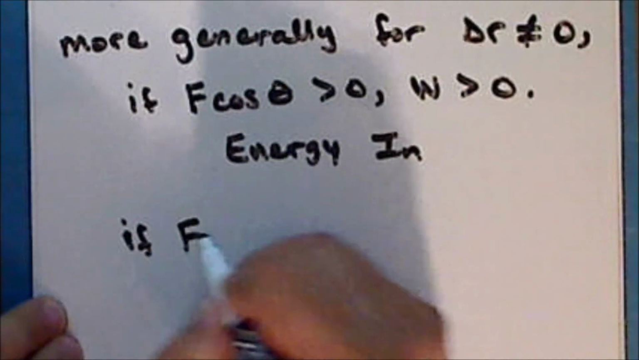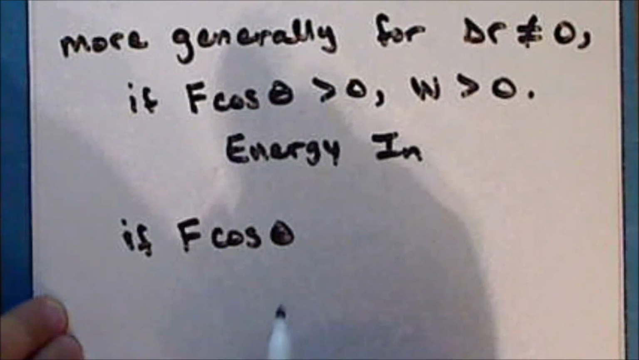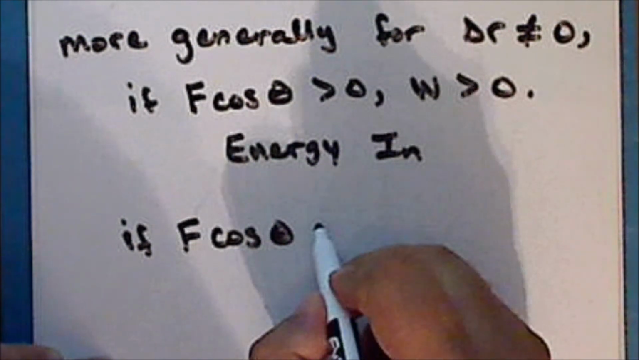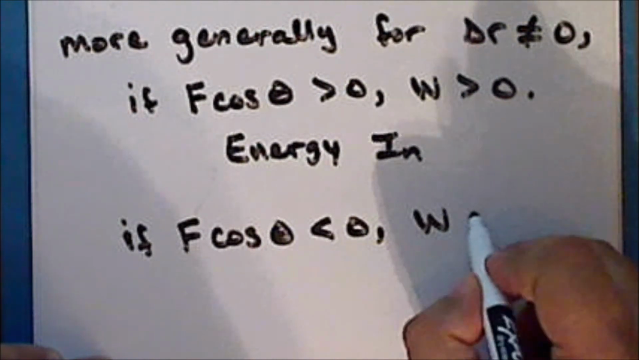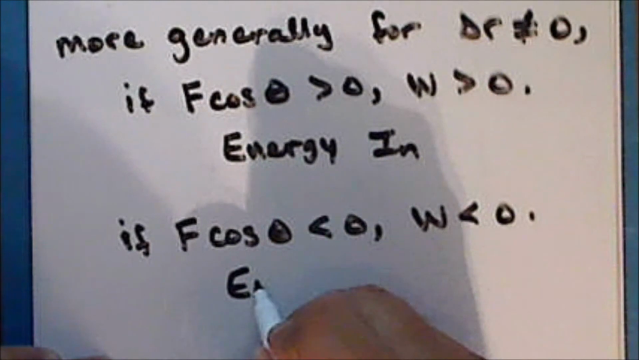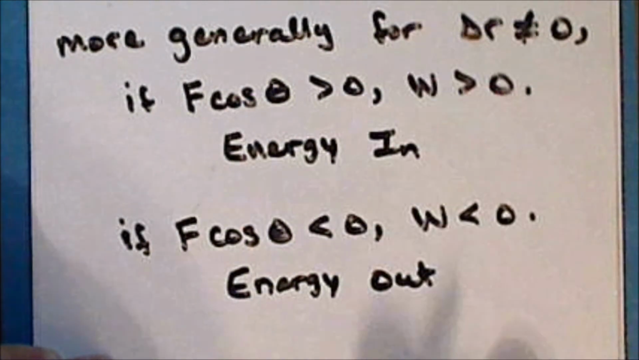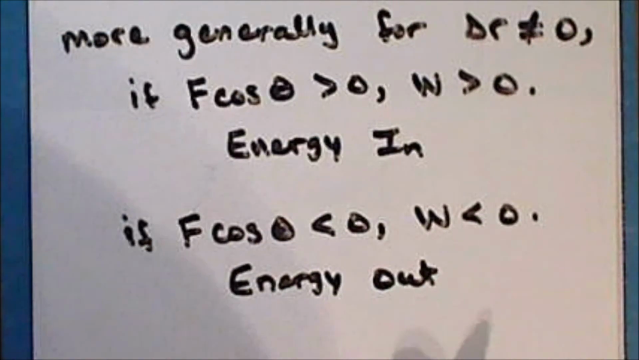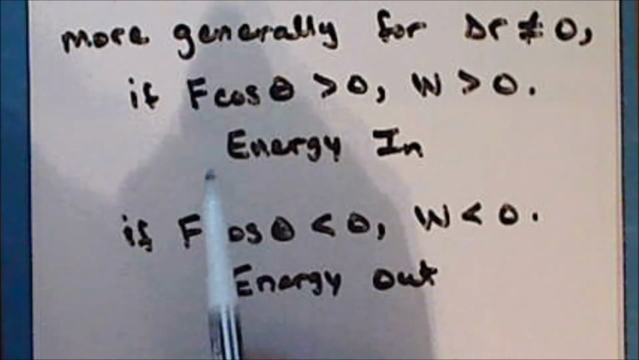And if the component of the force in the direction of the displacement vector is negative, then the work done on the system is negative, in which case we have an energy transfer out of the system. And so if you only need to know the direction of a transfer of energy in terms of work, then you have simplified equations.